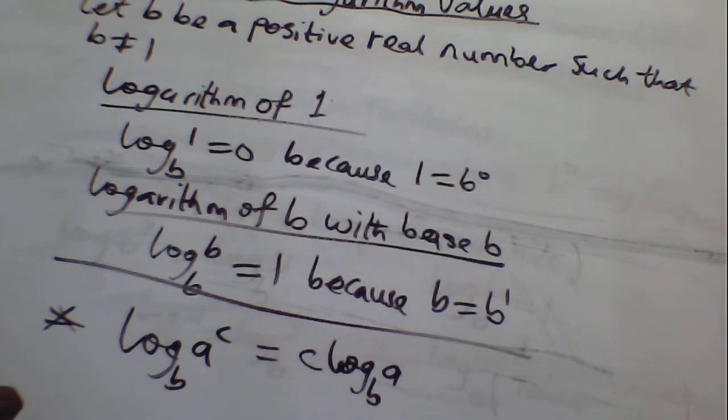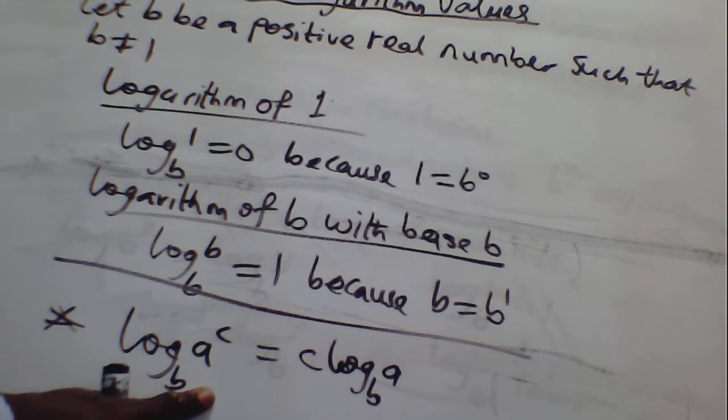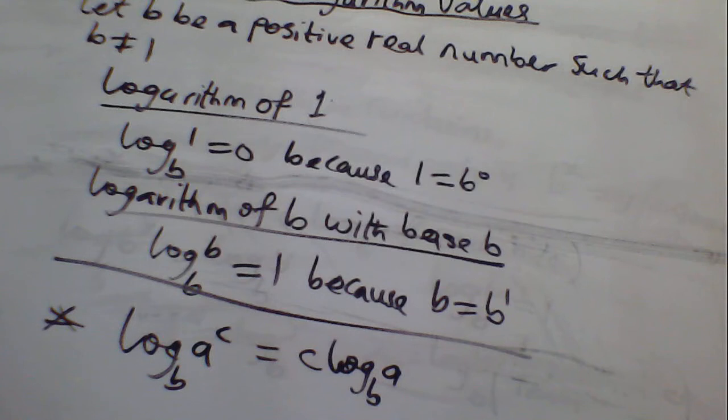Because, for example, this is special, you have to know this. So let's proceed. I added it so that it will be easy for you. So let's proceed.